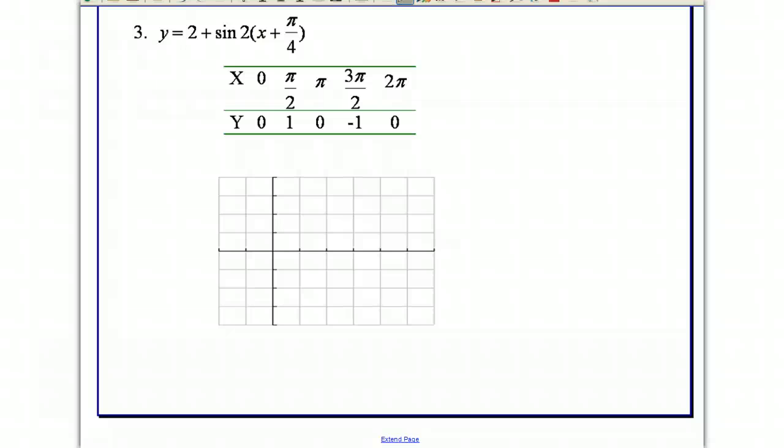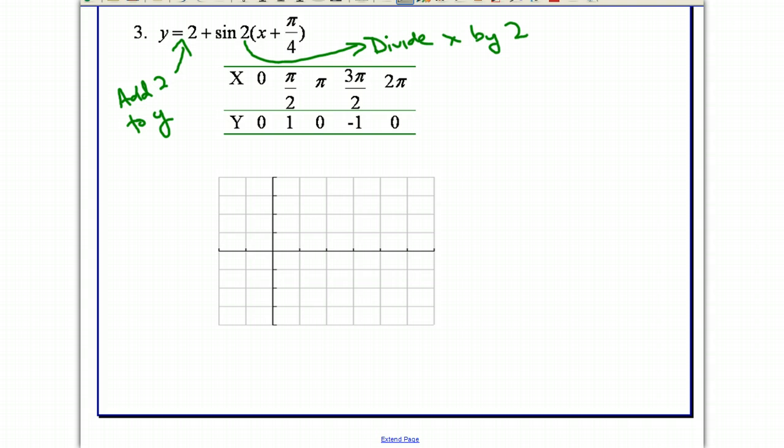All right, 3 things going on. We don't have an amplitude, do we? All right, so we do have a plus 2. That is our vertical shift. Hopefully now you got it. Add 2 to the y-coordinates. We've got this 2 here. It affects the period. We'll divide the x's by 2. We know it's the same as multiplying by 1/2. And then the plus pi fourths, we do the opposite. So we're going to subtract pi fourths from the x's. So the 2 in here with the x affects the x. The 2 on the outside affects the y.